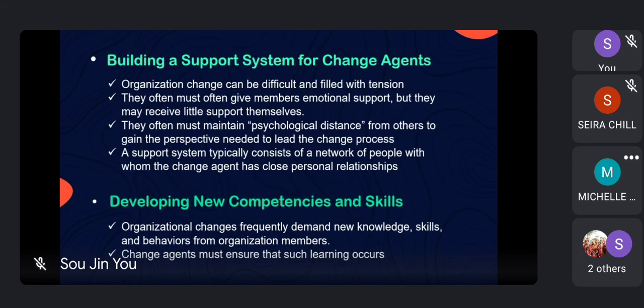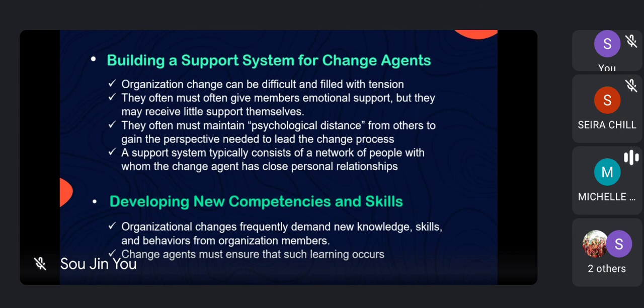Next, building a support system for change agent. Organization change can be difficult and filled with tension. They often give member emotional support, but they may receive little support themselves. They often must maintain psychological distance from others to gain the perspective needed to lead the change process. A support system typically consists of network of people with whom the change agent has close personal relationship. Yun nga, as leaders, giving emotional support to members will make them more motivated and efficient at work.